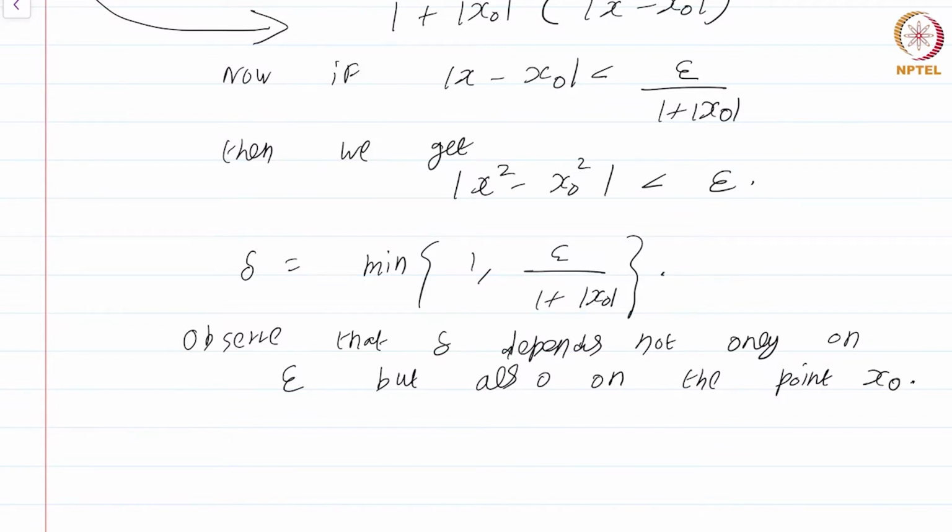If x naught is very large, then our algorithm is going to return a delta which is much smaller than epsilon. As you can see, if x naught is 10,000, delta will be epsilon by 10,001. So the function x squared, as you start going further away from the origin towards infinity, sort of increases rapidly. That's what this is capturing. Now, this discussion motivates the following definition.